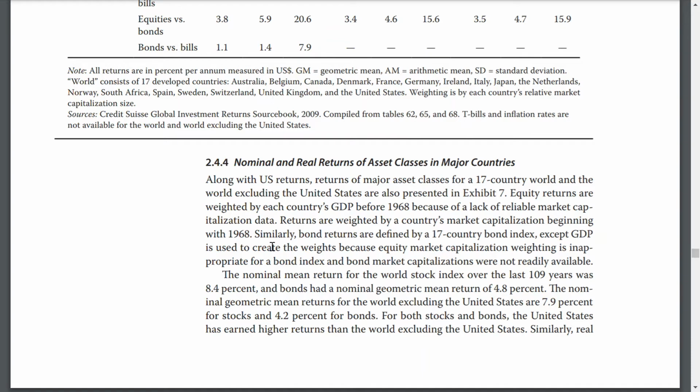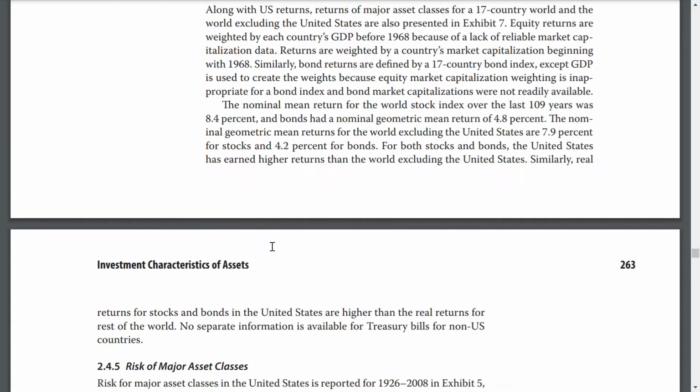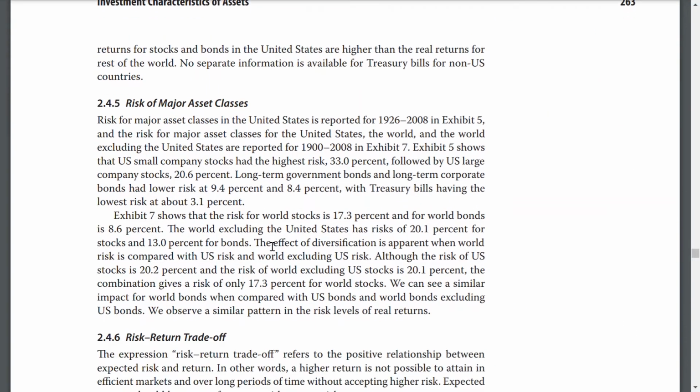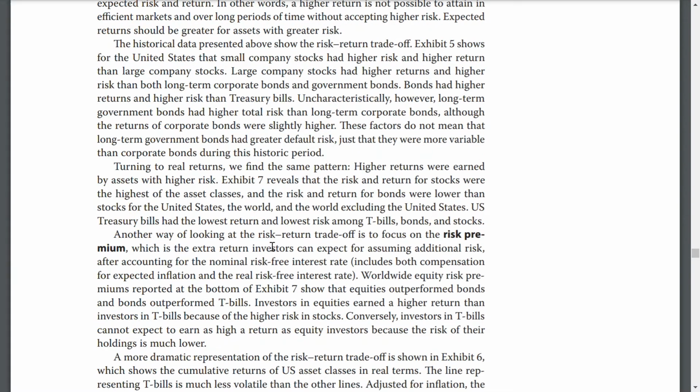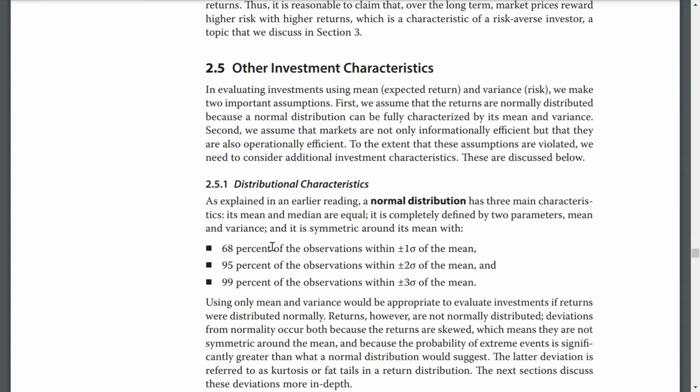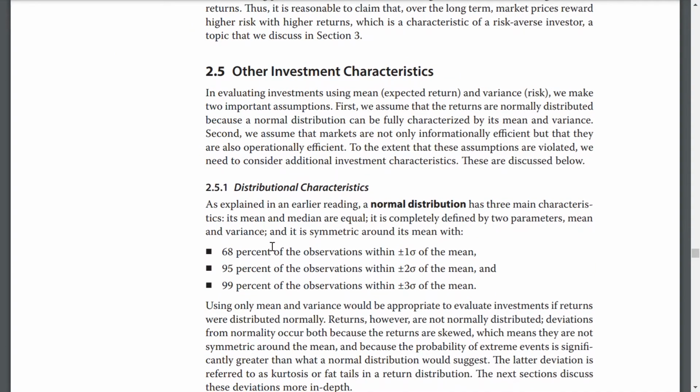For both stocks and bonds, the U.S. has higher returns than the world excluding the U.S. Similarly, real returns for stocks and bonds in the U.S. are higher than the real returns for the rest of the world. No separate information is available for treasury bills for non-U.S. countries. Risks: major asset classes, risk-return trade-offs, other investment characteristics, and evaluating investments using mean, expected return, and variance.